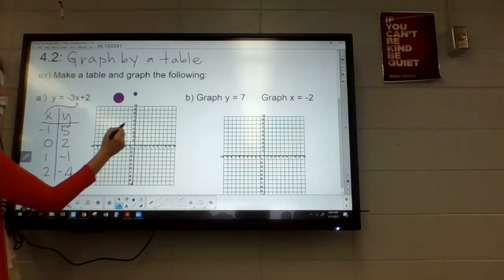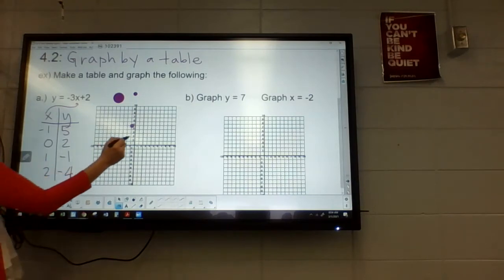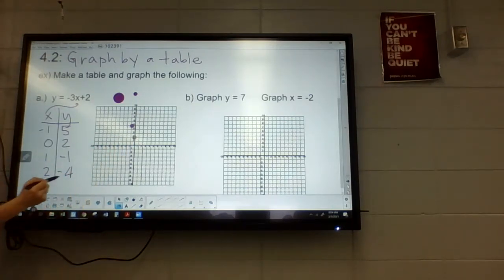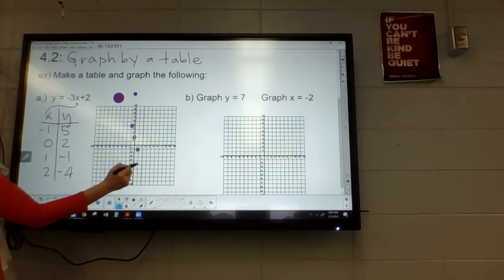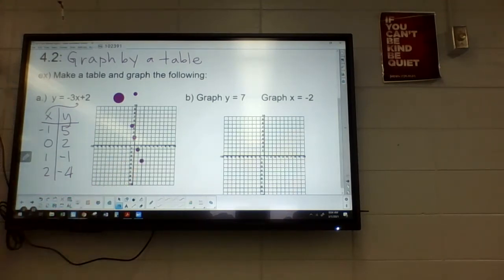Negative 1, 5. That's kind of, oh well. 0, 2, 1, negative 1, and then 2, negative 4. But we get the idea that we can graph a line with that.